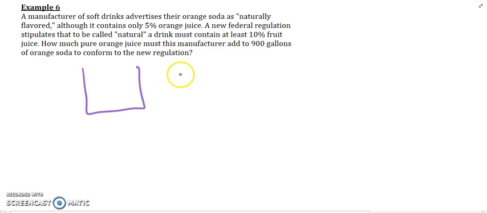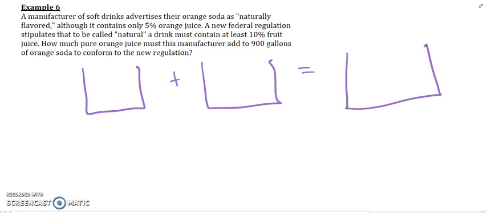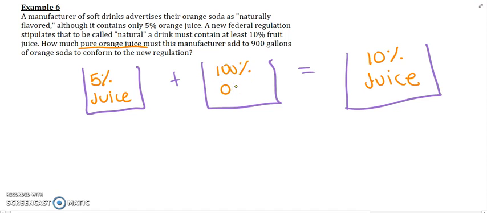So, if you've taken chemistry, then you've done something like this with solutions, and it's pretty much the same thing. I'm going to say here we have the 5% juice. So this was the original OJ. And the goal is it's going to have to be 10% OJ. And we're going to add to it pure OJ, which is going to be 100% juice. And so here's kind of a picture to help.